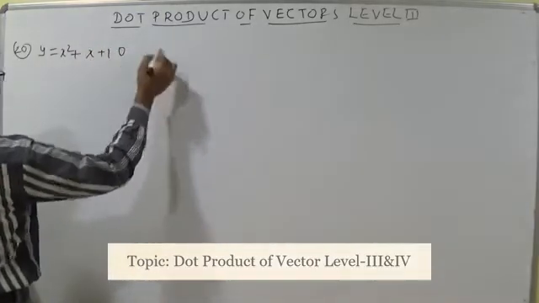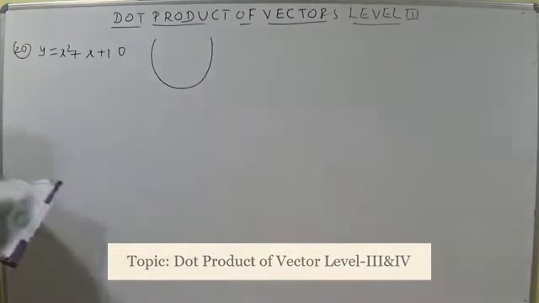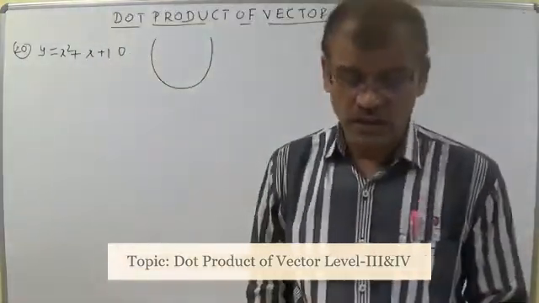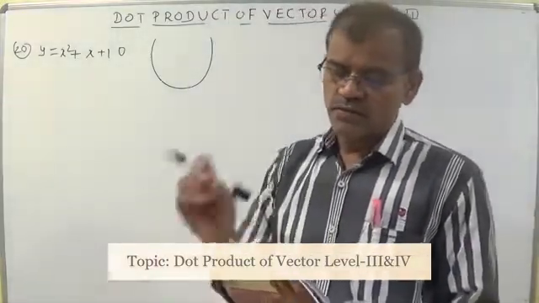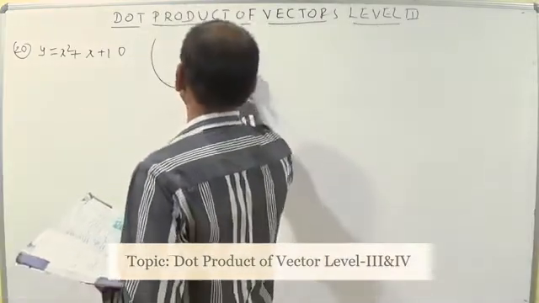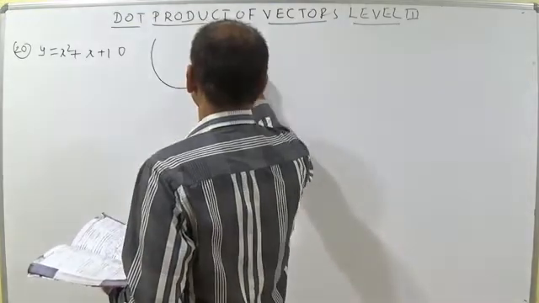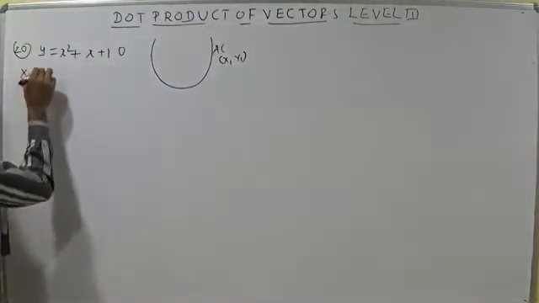This is a curve. Let it be a parabola. Every quadratic equation forms a parabola. I think you have learnt this in 10th class. Y equal to x square plus x plus 10. A is a point on the curve, A (x1, y1), where x1 is given as 1.